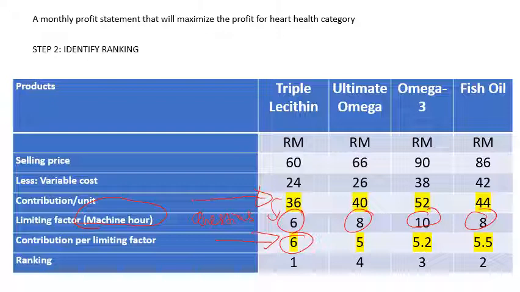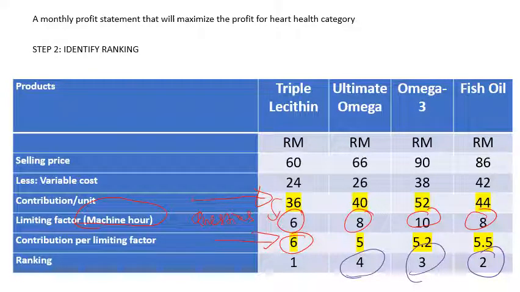In this case, triple lecithin. And then second ranking, fish oil. Third ranking, omega-3. And last ranking, ultimate omega. If you have extra machine hours, then only you can fulfill all demand.